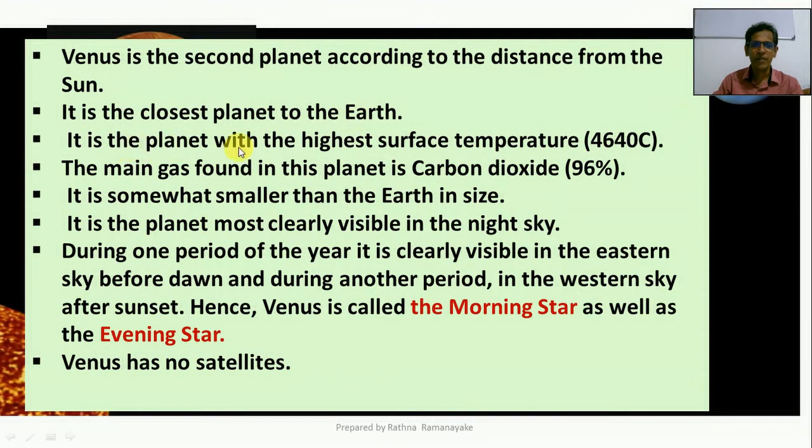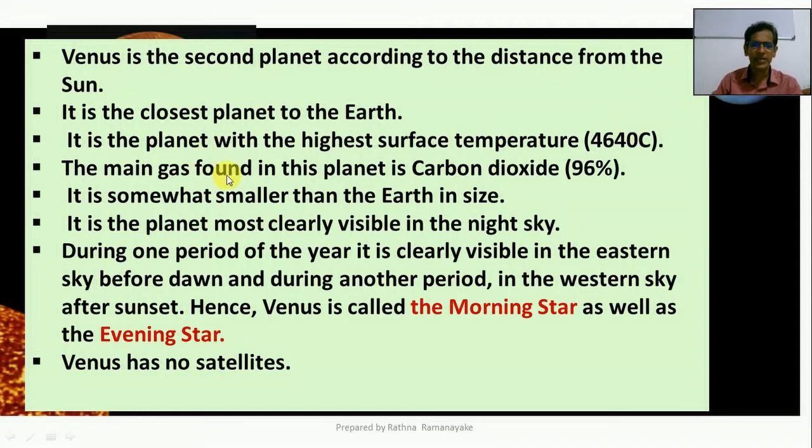It is the planet with the highest surface temperature, about 464 Celsius degrees. Here, Celsius degrees, not 0 degrees. There is a mistake within the bracket here. See, degrees. This is not a 0. It is the symbol to show degrees. Right.